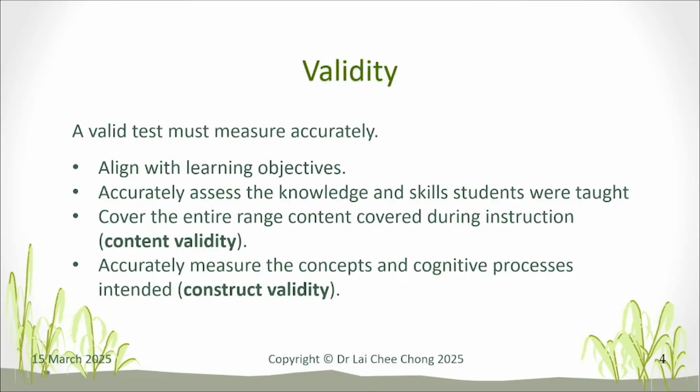Now, what do we mean by a valid test? What's validity here? It means the test must measure accurately. Accuracy is quite important when you set a test paper. What do you mean by measure accurately? It's very loose, right? First of all, it must align with the learning objectives. That's a key point. One thing about teaching and assessment is that everything is driven by learning objectives.